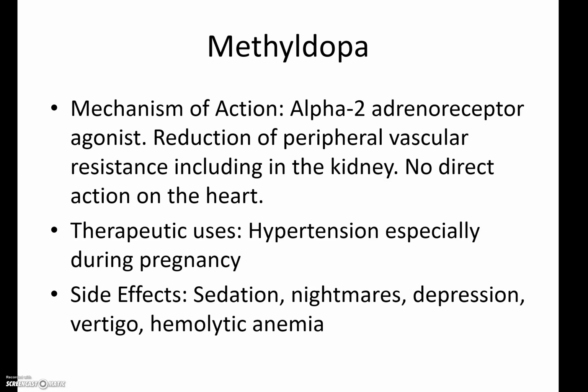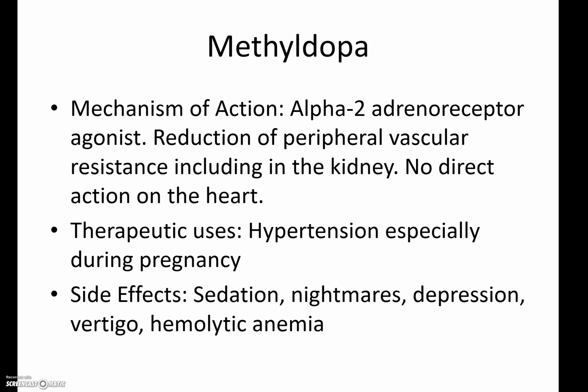In addition to your alpha-1 blockers, you can also have alpha-2 agonists. Remember, alpha-2 receptor is a presynaptic receptor, and so when you stimulate this receptor through an agonist, you're actually going to get a reduction in the peripheral vascular resistance, that is vasodilation, in the periphery as well as the kidney. There is no direct action on the heart with your alpha-2 agonists.